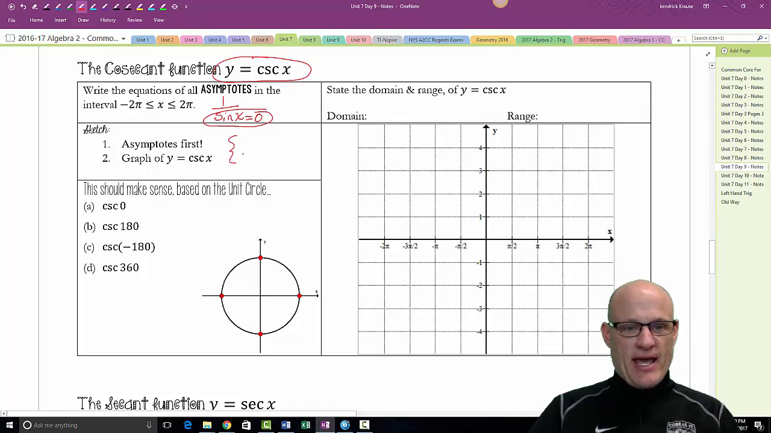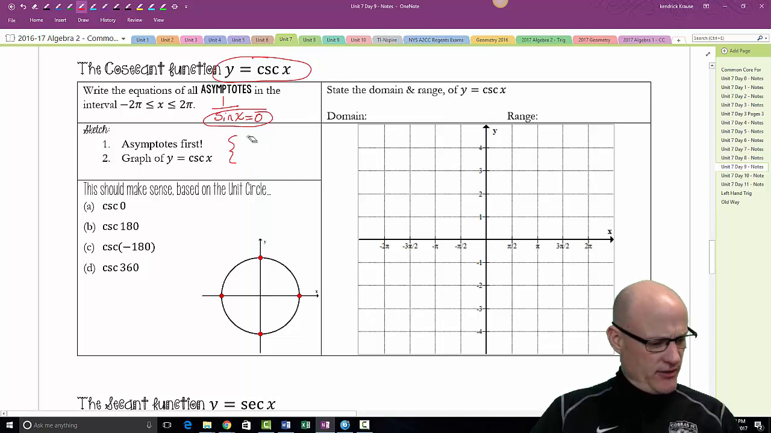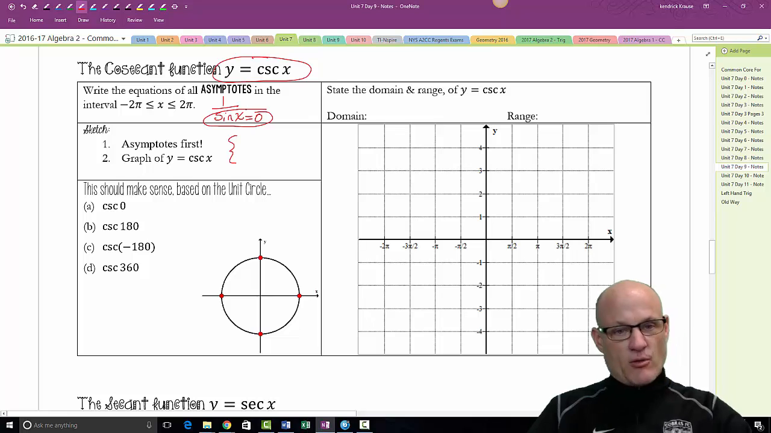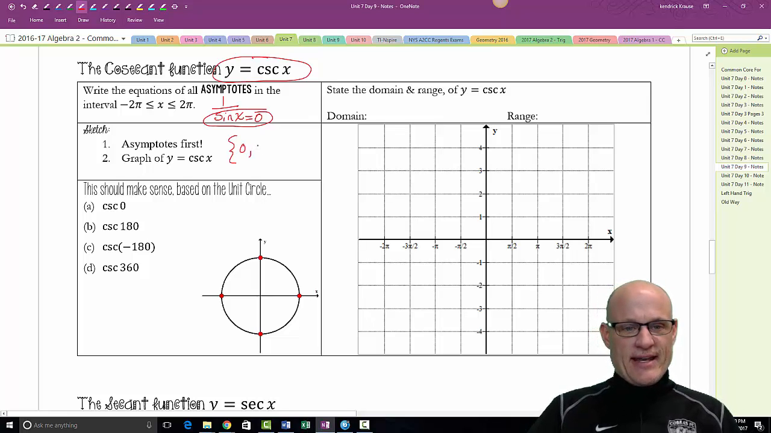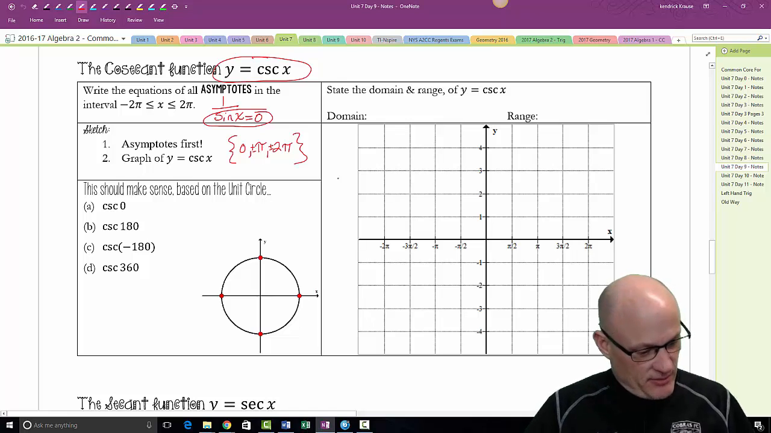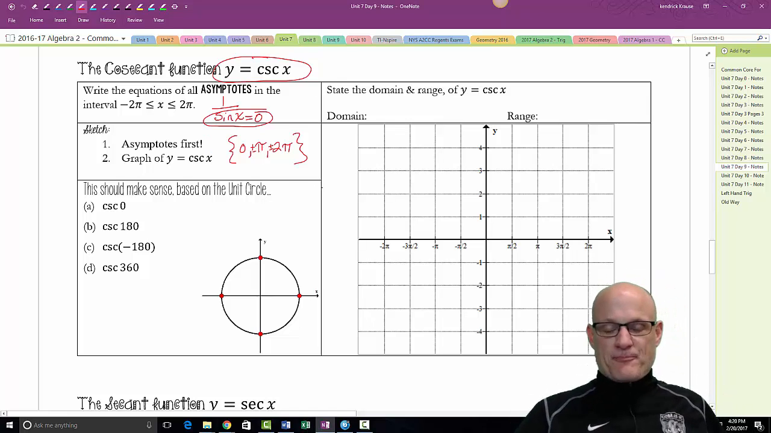And those are going to be at plus and minus. Now where does sine equal 0? Oh, I was looking at the wrong one. Sine equals 0 at 0 and at pi and at 2 pi. But I've got to go plus or minus pi and plus or minus 2 pi. Now, plus or minus 2 pi, that's going to be origin, or 0.